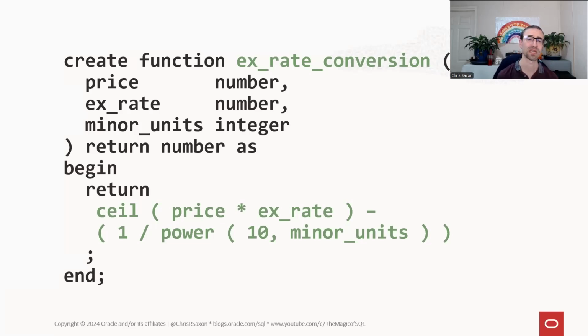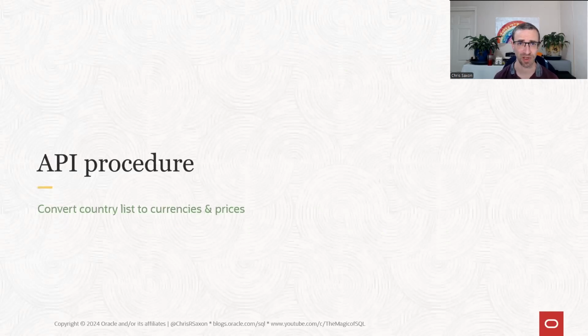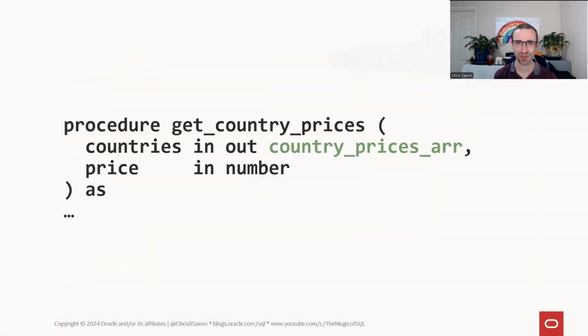So we've got our function, and then we're going to have to build our API itself, which is going to call this. The signature is going to look a bit like this. For the parameters, we're going to have a list or an array of countries that we want to get the currency and the final price for, and the input price. And we're just going to assume everything's dollars. Oracle's a US company, so we'll assume everything's dollars there.